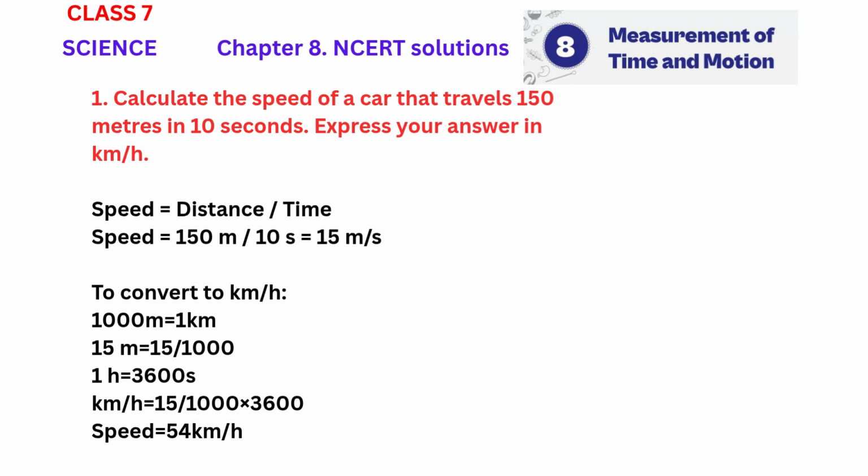Already we know the formula, speed is equal to distance by time taken. Here the distance is given as 150 meters and the time is 10 seconds. So we divide 150 meters by 10 seconds, which is equal to 15 meter per second.